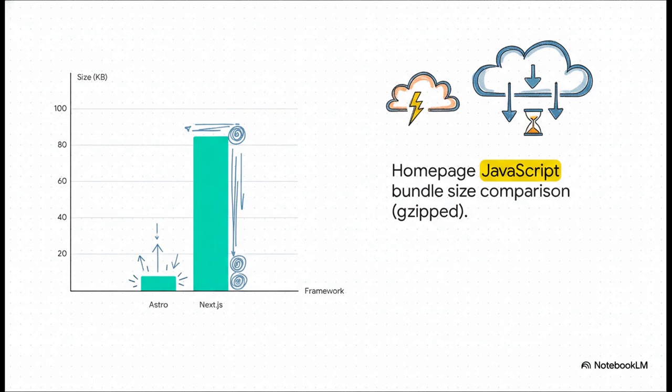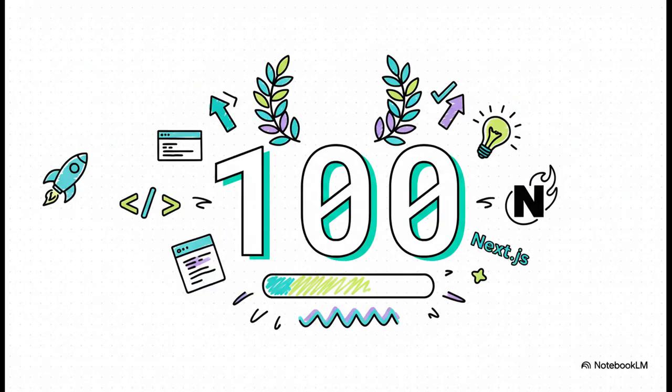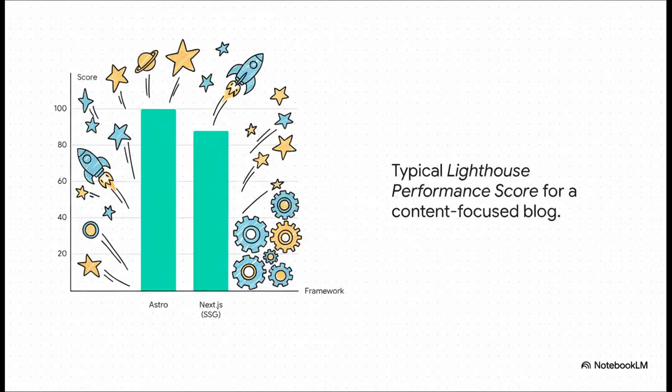For a basic homepage, Astro is sending a tiny 8 kilobytes of JavaScript. Next.js is sending down around 85 kilobytes. That massive gap in what the user has to download first is what directly impacts how fast your page feels, especially if they're on a slower phone connection. So what's the payoff for sending all that less JavaScript? Well, a lot of the time, it gets you this beautiful number, a perfect 100. And that's your Lighthouse performance score, which shows the real-world impact.